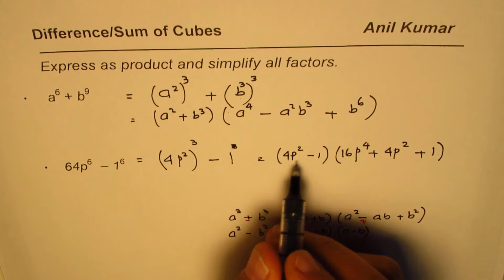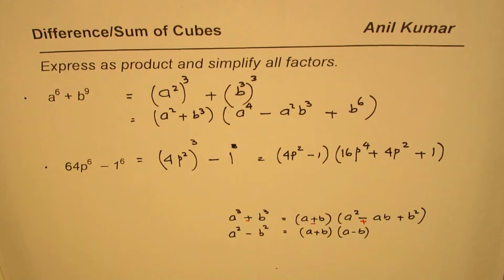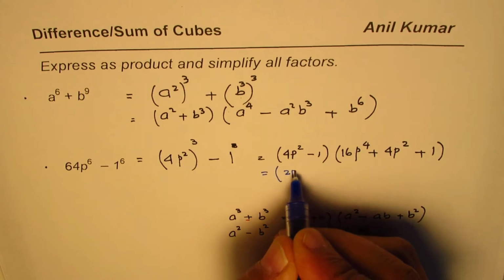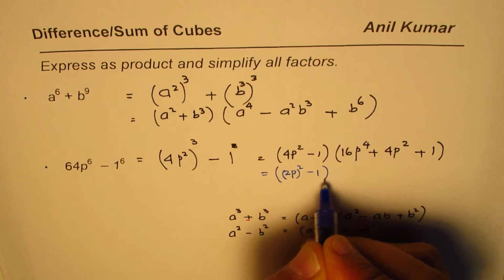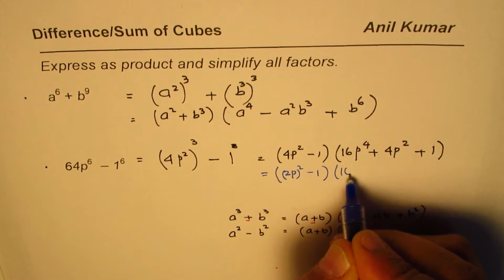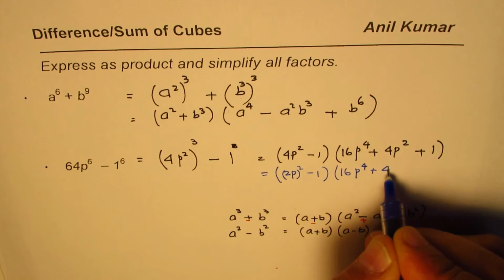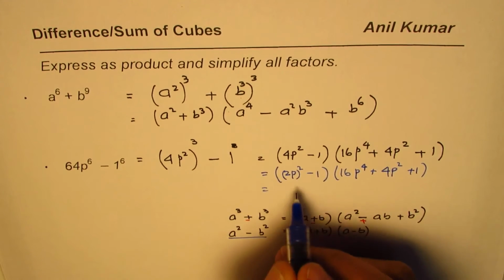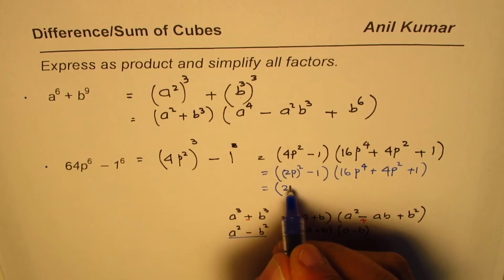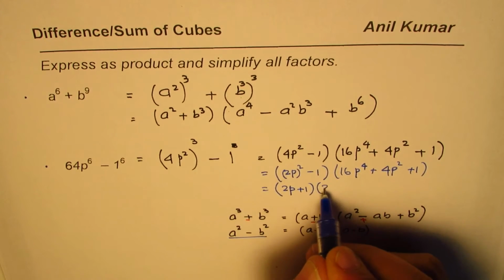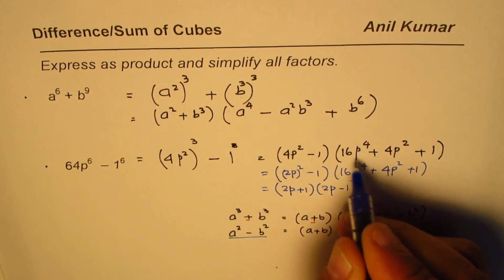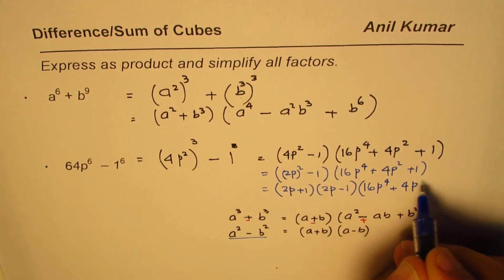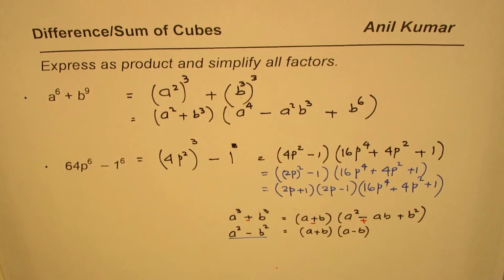Now this term is also a perfect square, correct? We could actually write this as, let me rewrite, 2p whole square minus 1. Do you see that? So I'm just rewriting and then we'll write down the result, okay? Times 16p to the power of 4 plus 4p square plus 1. So we'll apply difference of squares this time on this factor. So we have 2p plus 1 times 2p minus 1 times the other factor, which is 16p to the power of 4 plus 4p square plus 1. So that is our final answer, right?